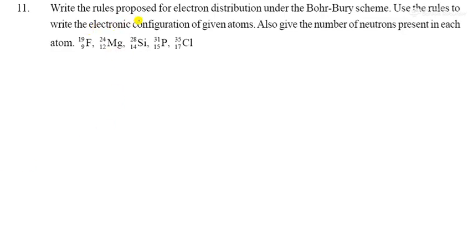Now write the rules proposed for electron distribution under the Bohr-Bury scheme. Use the rules to write the electronic configuration of the given atoms and also give the number of neutrons present in each. सब में number of neutrons और ये सब कुछ बताना है हमें, तो हम एक एक पे चलेंगे.